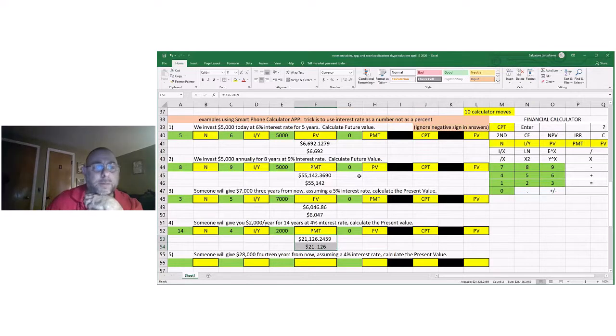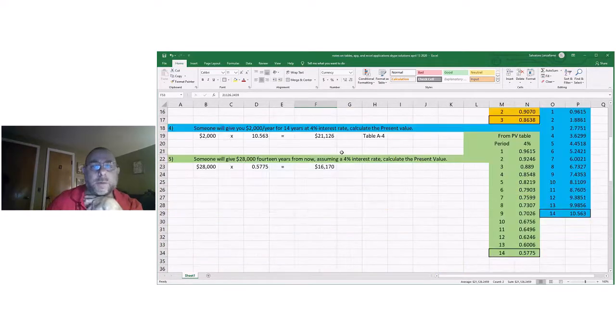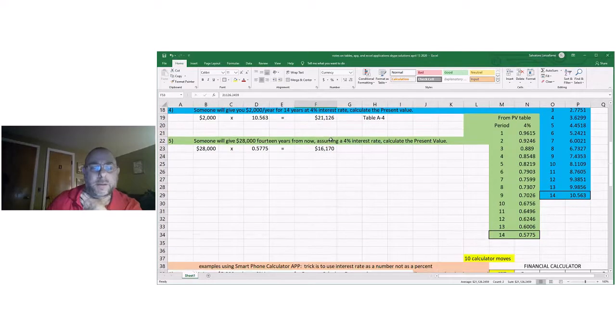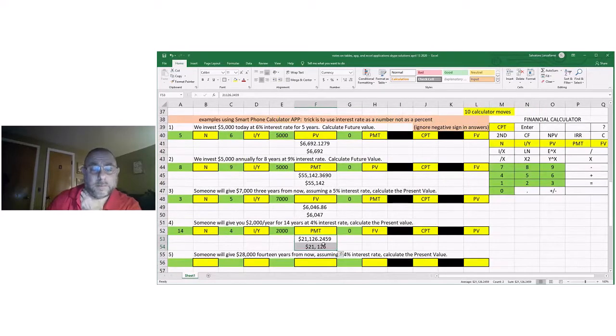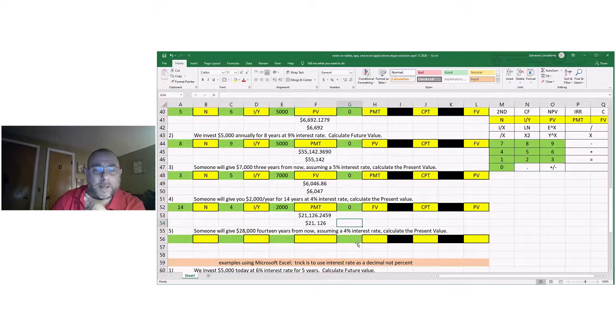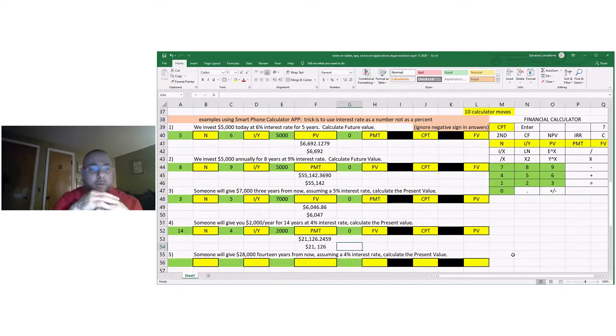So let's look at the answer we got from number 4 earlier. 21,126, and pretty much the same thing. So this one kind of goes against what I said before about the more years involved, the more the disparity. I guess it's more random than I thought. Okay, last question. You guys try this one on your own. Number 5, someone will give you $28,000 14 years from now and assume 4% interest rate. Calculate present value. I'll give you 20 seconds before I start chiming in.